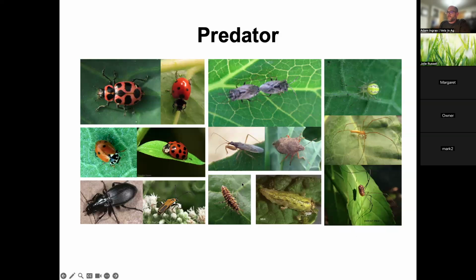Then you have things like lacewings. This is a lacewing larva down here, or immature, down at the bottom, and you can see that it is a crazy looking organism with these really big jaws on it. You have things like maggots. This is actually a fly here.